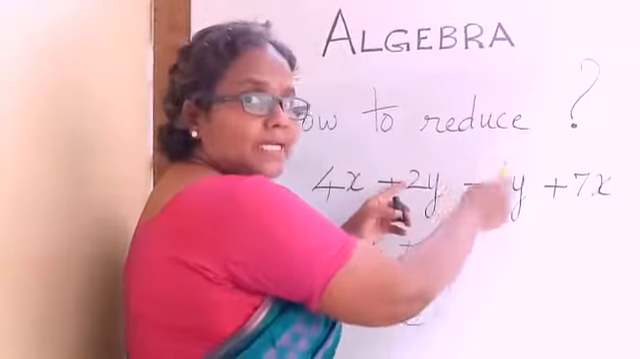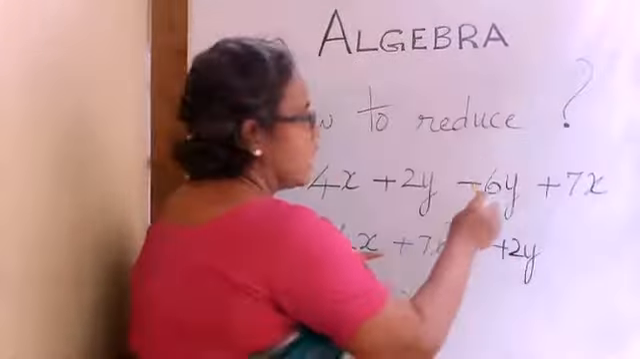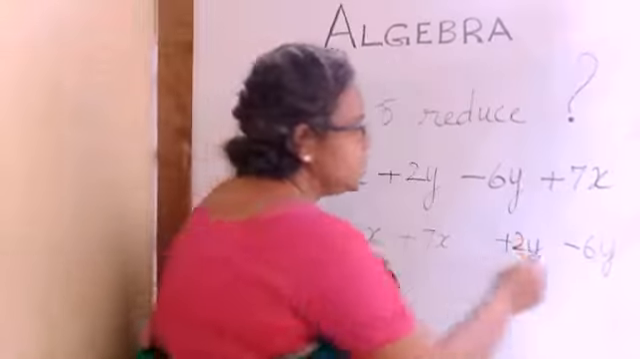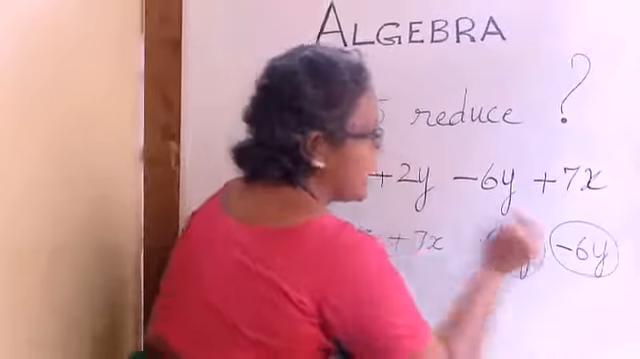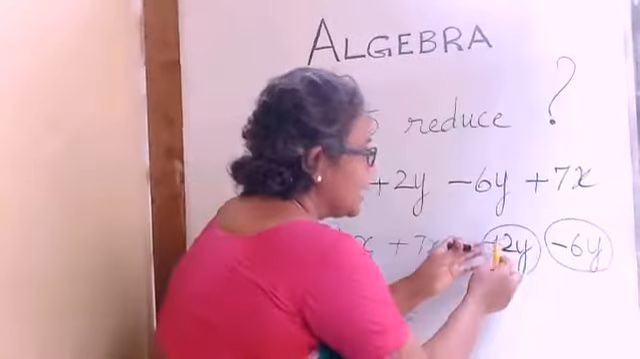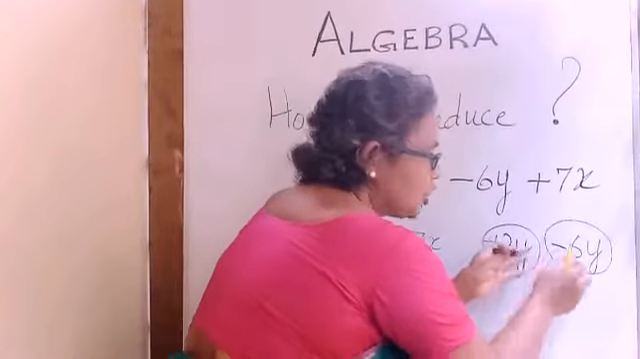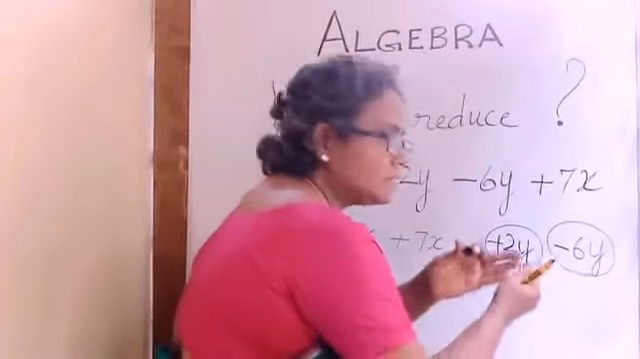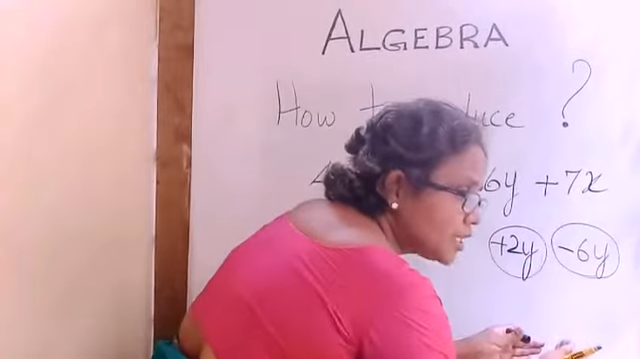Look at the next two like terms. Say I have plus 2y and I have minus 6y. These two terms are like terms. But look at the sign in front of them. 2y has a positive sign in front. 6y has a negative sign in front. So both of them, what happens is that they clash, they fight, and they die. And the sign of the largest numeral will be the sign of the result.